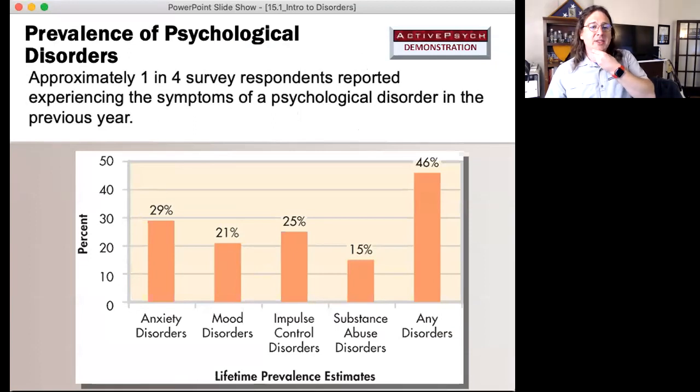So what's the prevalence of psychological disorders? Because we said earlier that approximately 1 in 4 survey respondents reported experiencing symptoms of psychological disorder in the previous year. Okay, again, maybe a lot of people wouldn't agree that they've had a disorder, or might be in denial in some way, right? I see that a lot.